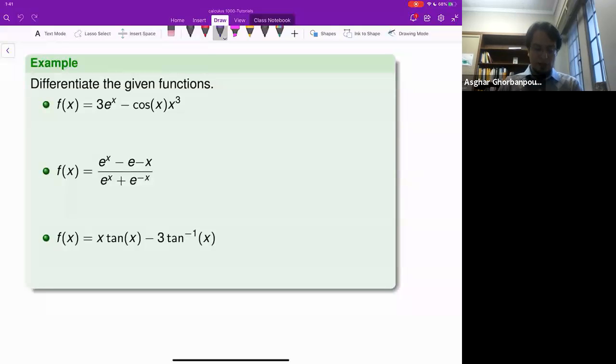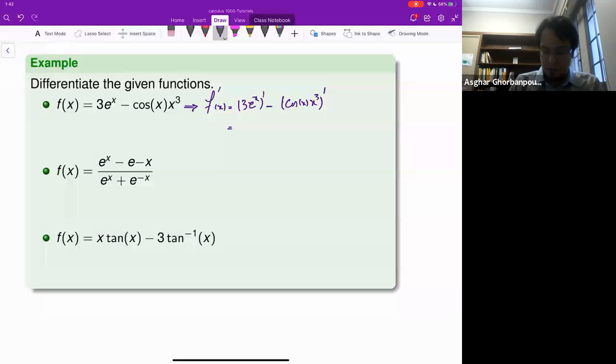The example asks us to differentiate different functions here. The first one is sums of two functions. So if you're trying to find the derivative, this will be the derivative of the first one minus the derivative of the second one. And then for this one, we use the constant multiple rule, 3 to the power x prime minus.